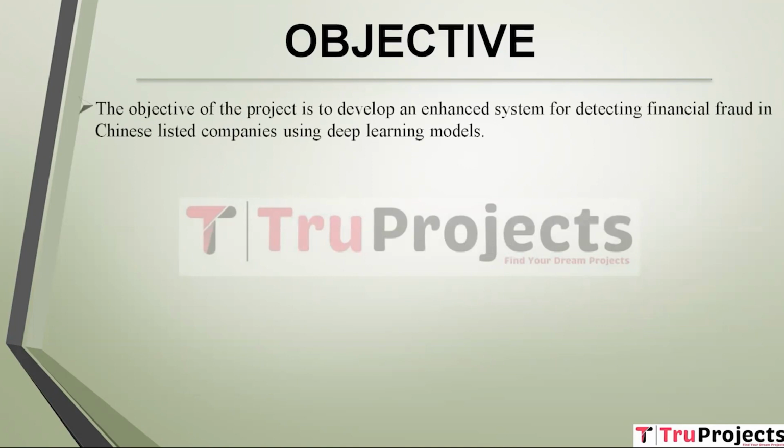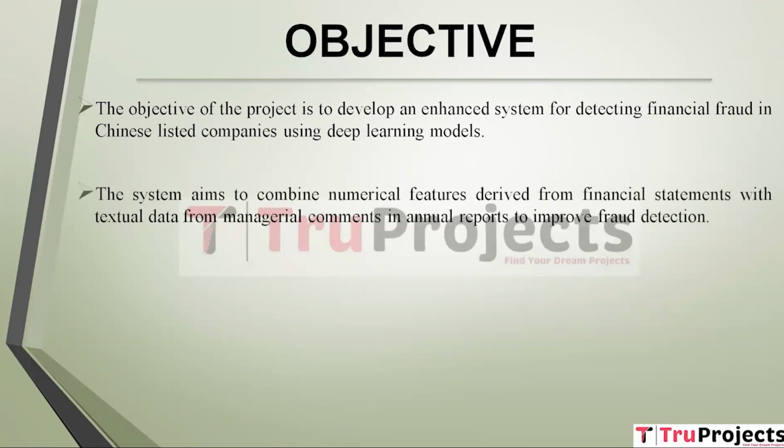Objective. The primary goal of this project is to create an advanced system capable of detecting instances of financial fraud within Chinese listed companies. Leveraging deep learning models, the objective is to enhance the accuracy and effectiveness of fraud detection in the financial domain. The system is designed to integrate two critical types of data: numerical features extracted from financial statements and textual data derived from managerial comments in annual reports. By combining these two types of information, the system aims to improve fraud detection capabilities.